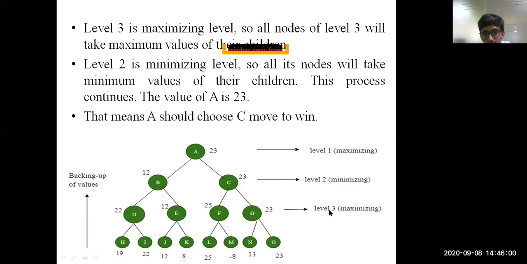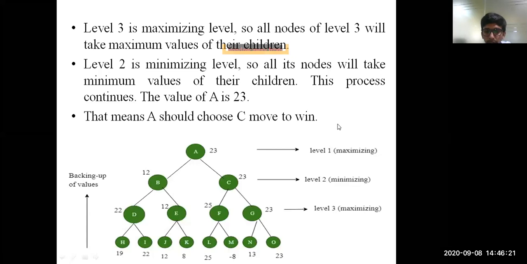Because level 3 is the maximum, at position D you have two children, H and I. Among these two children, I has the maximum value. That's why it is taking the maximum value as 22. Whenever you are saying maximizing, it will take the maximum value.